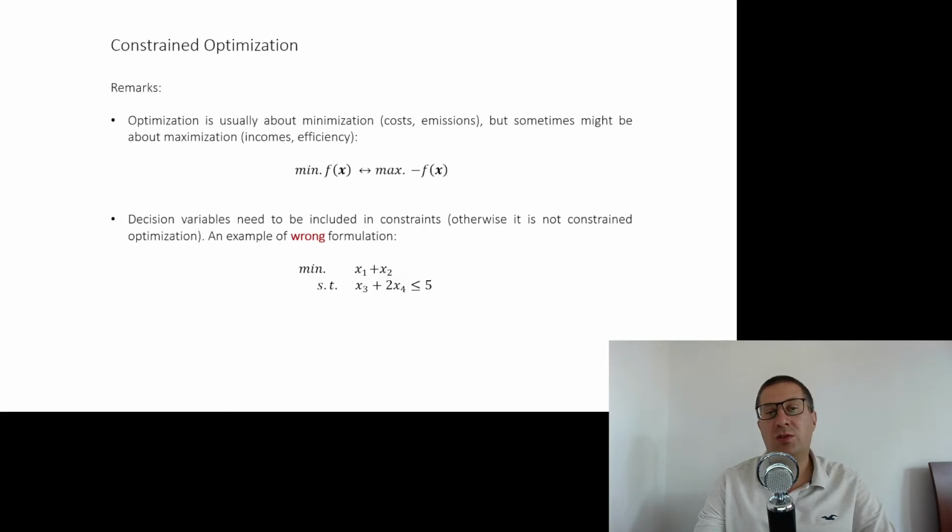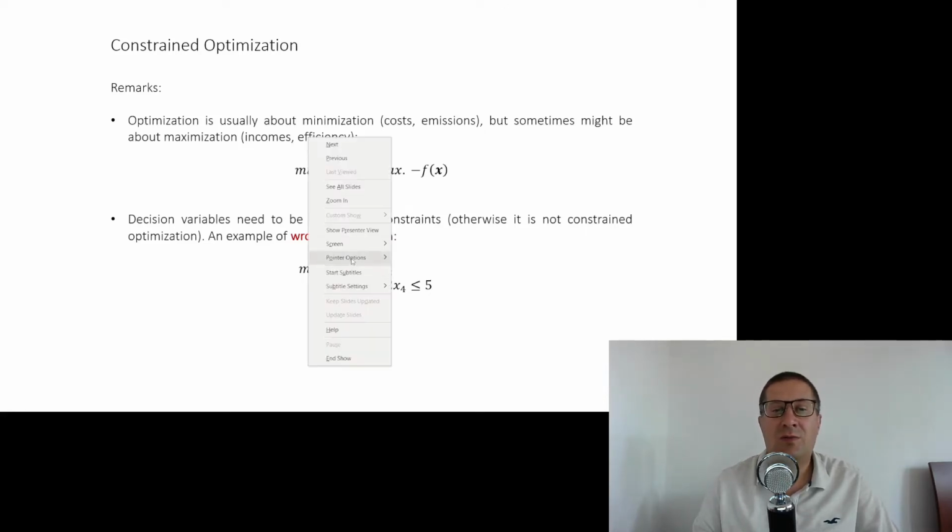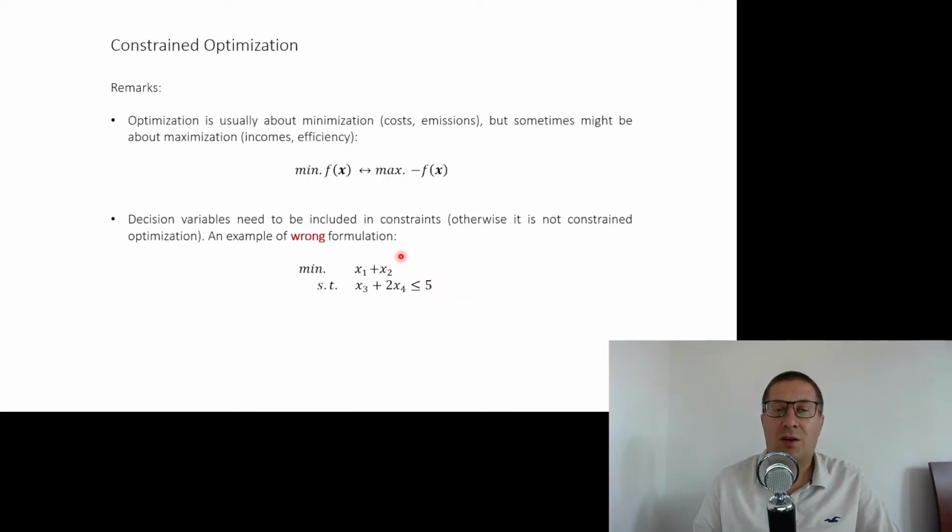Decision variables need to be included in constraints, otherwise it is not constrained optimization. So we are only interested in such constraints, like, you remember, the predictive models, the digital twins of those processes are constraints, in fact. So we are interested only in such constraints that have something to do with our decision variables and an objective function.